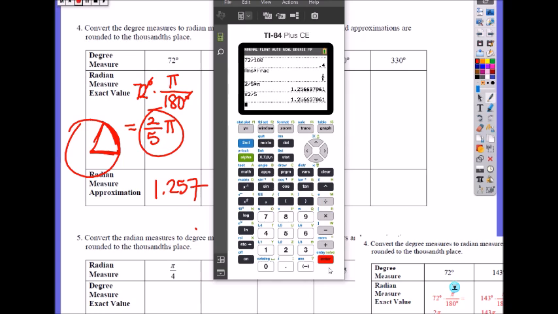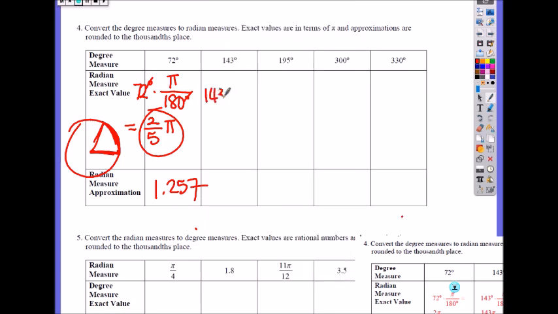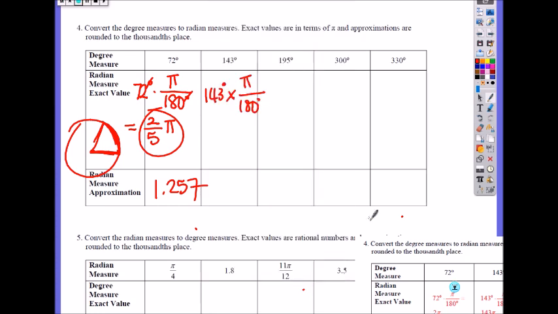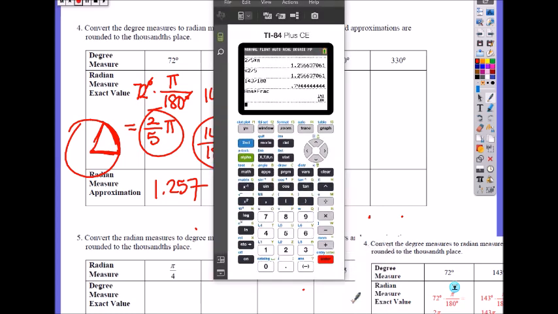Did you get that? So now, what about 143? 143 degrees times what? Degree, you have to get rid of it, so you put 180 in the denominator and pi on top. So this one, can you simplify 143 divided by 180? Math, enter. No, can't simplify it. Then what do we do? Just leave it as it is. It's 143 over 180. Again, you can put pi next to it or on the numerator.